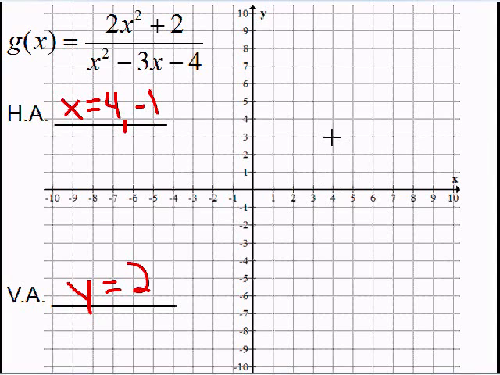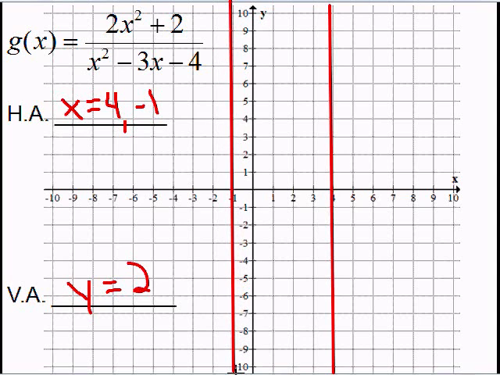X equals 4. And x equals -1. And I'm also going to graph y equals 2. Now what I'm going to do with that is I need to find some points, and this really is the last bit you need to know. I need to find some points so that I can find out where the lines are going to be graphed inside of each little box.